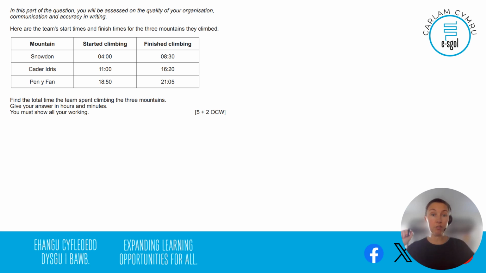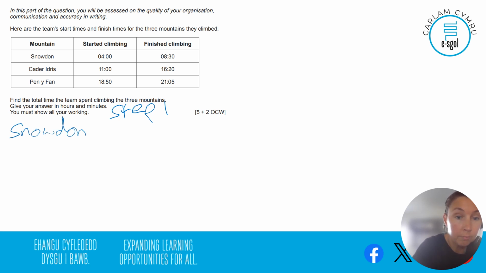So we already know that we need to work out the times. So step 1 is simply that for each mountain. So if I put here step 1, we'll start with Snowdon. Because we have to do hours and minutes, I advise that you work out how many hours it is first and then add on the minutes at the end. You'll be working this out on the calculator, but I advise this is how you write it down.